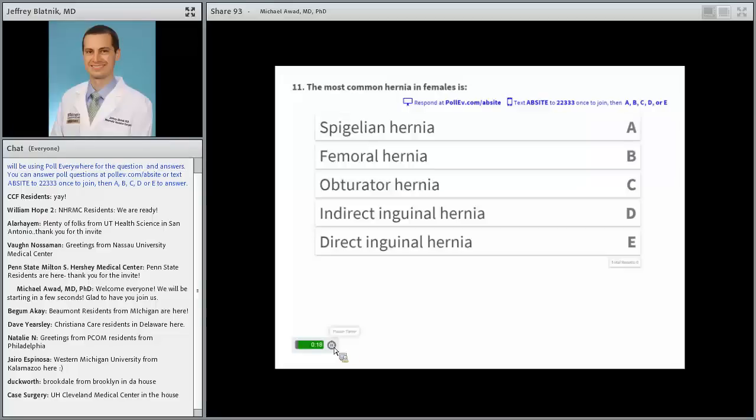The most common hernia in females is: A, Spigelian hernia, B, femoral hernia, C, obturator hernia, D, indirect inguinal hernia, or E, direct inguinal hernia.